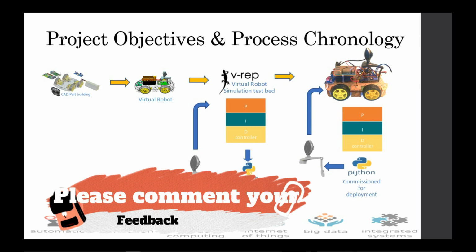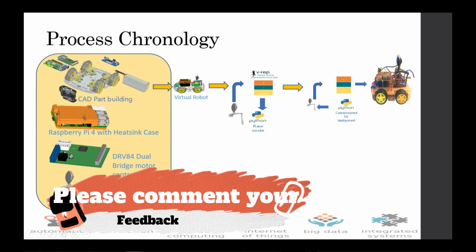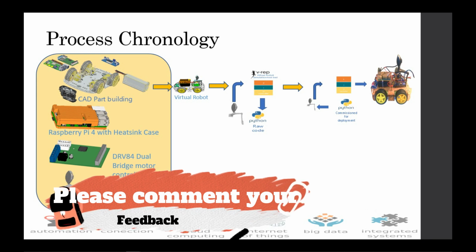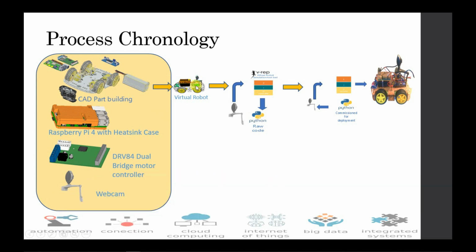Process chronology: I would like to discuss a little bit more about the process I have already described. These are the process of building the CAD parts and the components used for this project. The robotic buggy has 4 wheels, 4 DC 6-volt motors, a Raspberry Pi 4 computer, and the motor controller. As you can see, the motor controller here, the buck converter, the 12-volt battery, and the webcam. I designed them all in Autodesk Inventor as CAD parts, converted them to STL file format, then transferred them to the virtual robotics software.